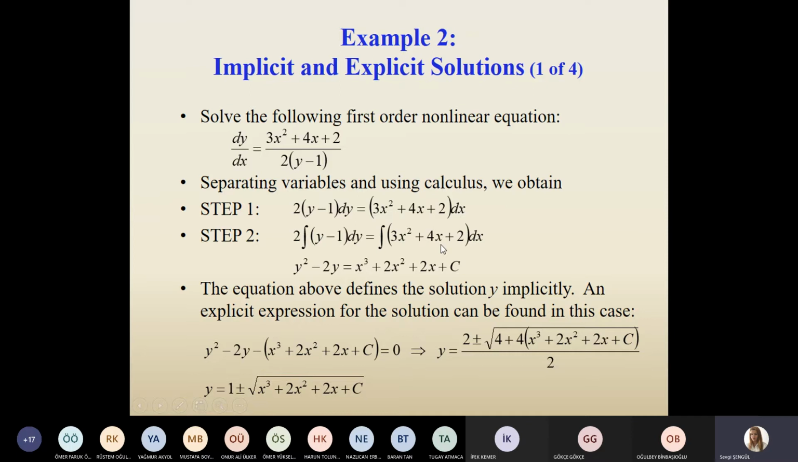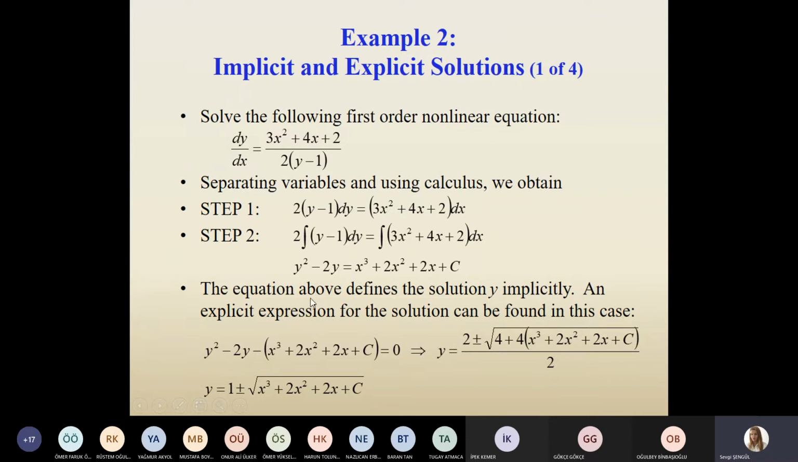and solve for y. Once you do that, y squared minus y, 2y, because there's a 2 here, and this is y squared over 2, the 2's are gone, that's why we have only y squared, x cubed over 3, so we have x cubed, x squared over 2, that's why we have 2x squared, and 2x plus c.